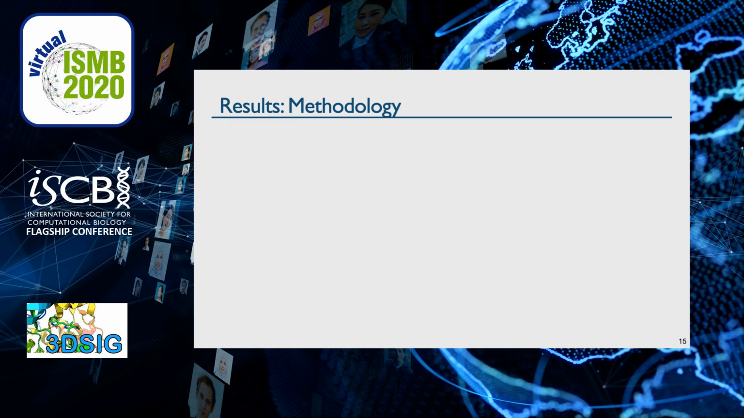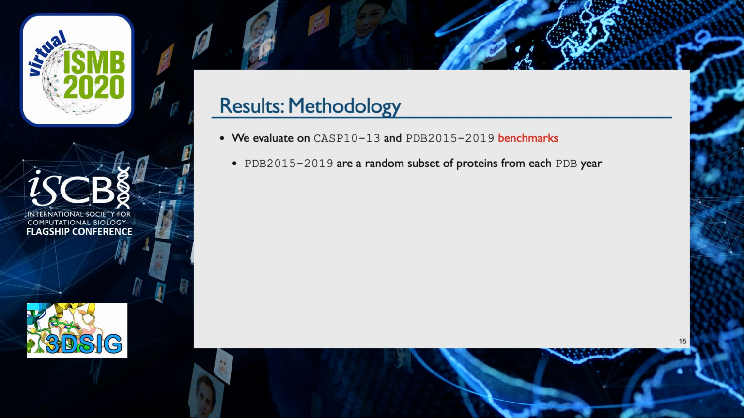Now we'll go into experimental results. We evaluated NESI and other tools on CASP and PDB benchmark datasets, where the PDB datasets take a random subset of proteins from PDB for each year between 2015 and 2019. For each evaluation, NESI uses a template database formed only from proteins available before the date of the CASP competition or from before the year of the PDB dataset.